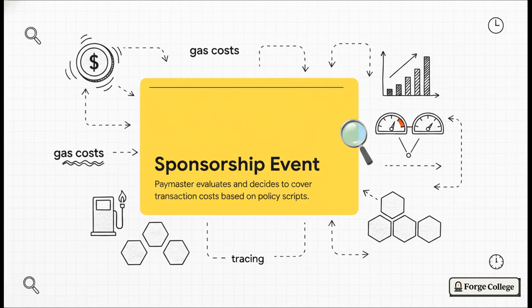The sponsorship event. This is that exact specific instance when a paymaster evaluates an incoming request and decides, based on your defined policy scripts, to cover the transaction costs. To catch any inefficiencies, to really find those gas leaks, we've got to instrument these events end-to-end. We have to collect the sponsorship metadata, trace the exact gas costs, and tie them perfectly together.